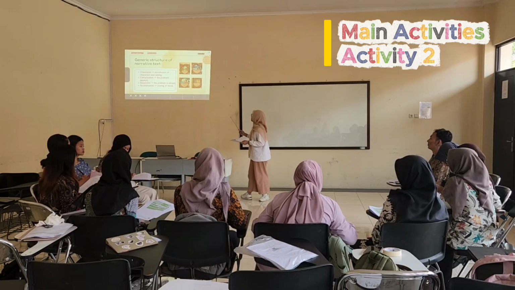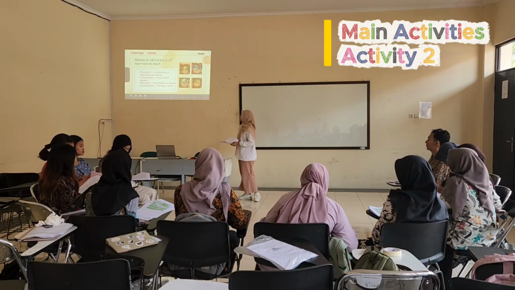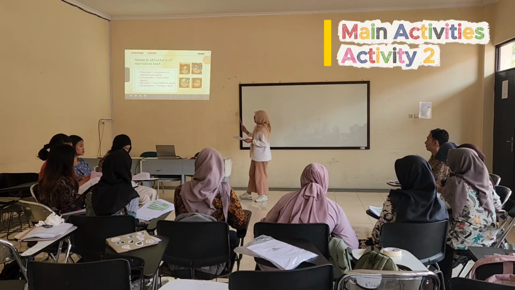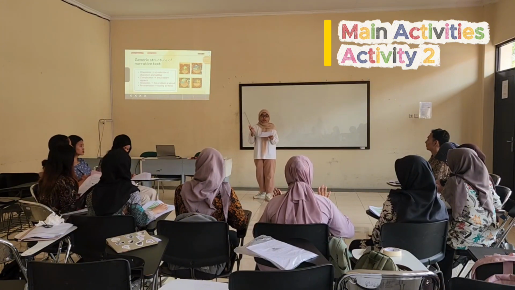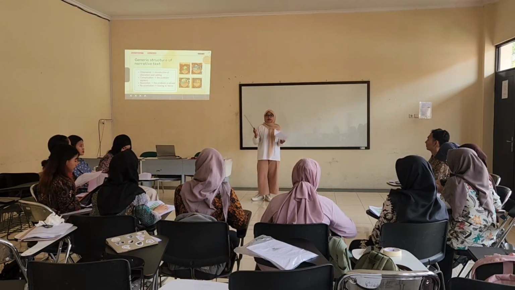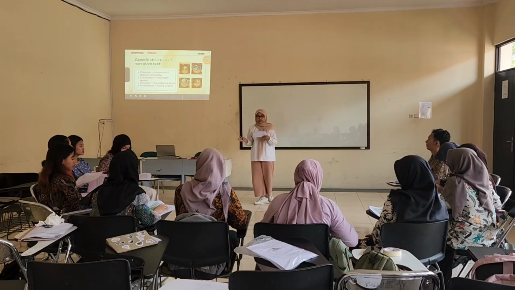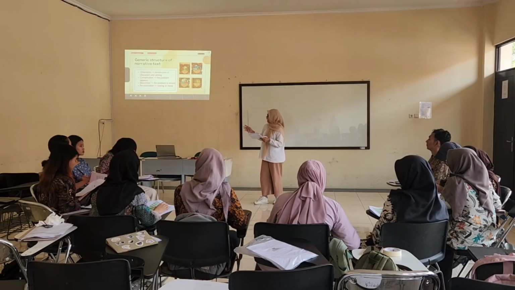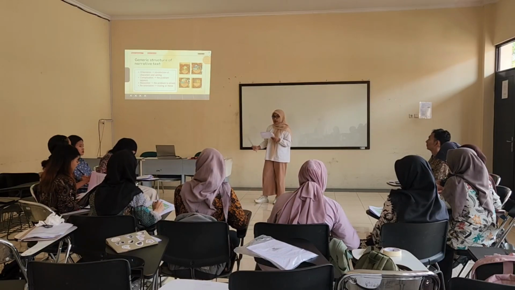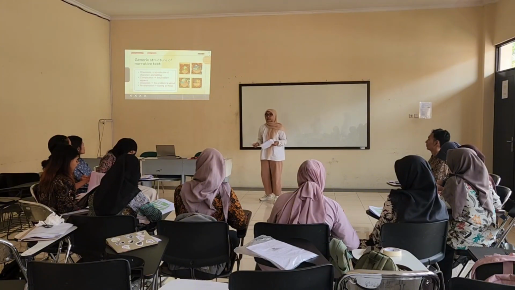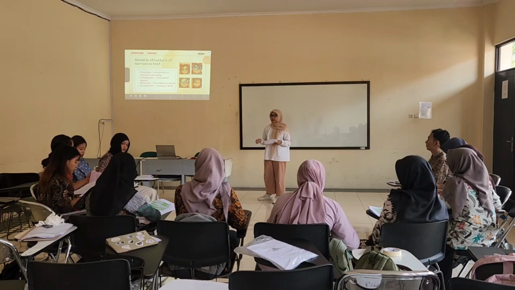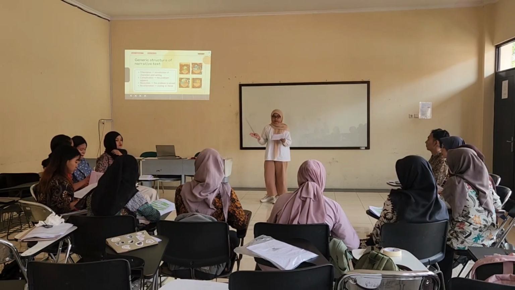Generic structure of narrative text. One is orientation. This part introduces the character, the setting, time and place, and the situation at the beginning of the story. And then is complication. This section presents the problem or conflict that happens in the story. The problem creates tension and makes the story more interesting.